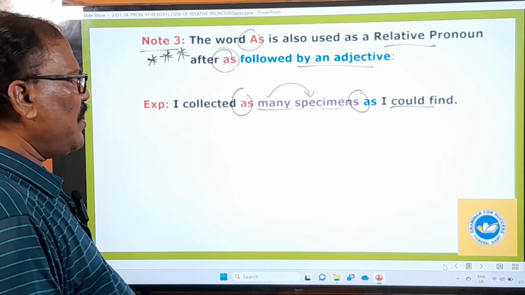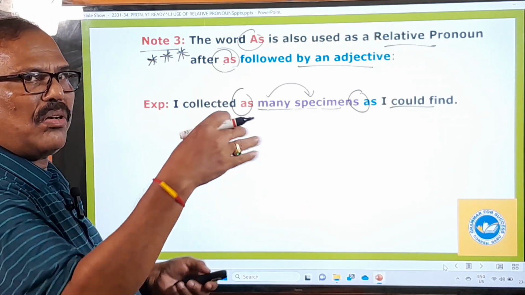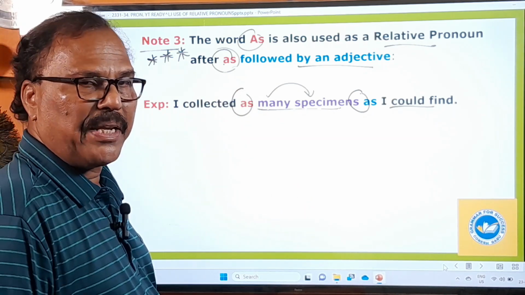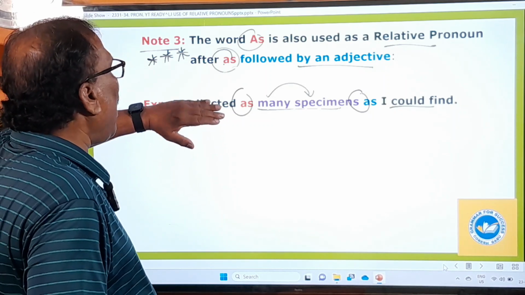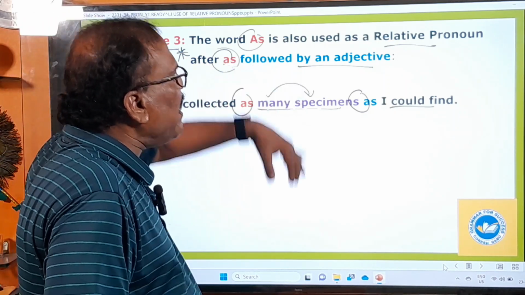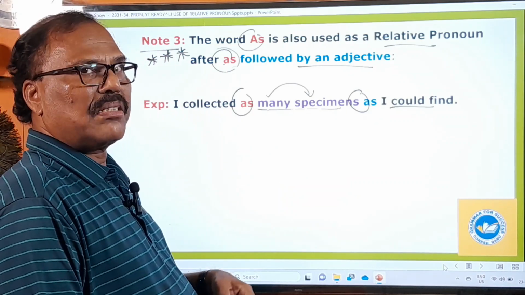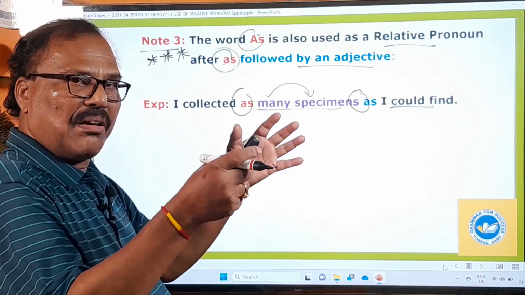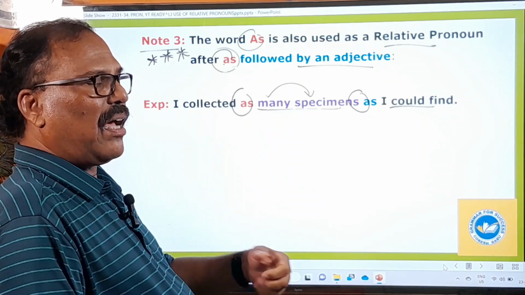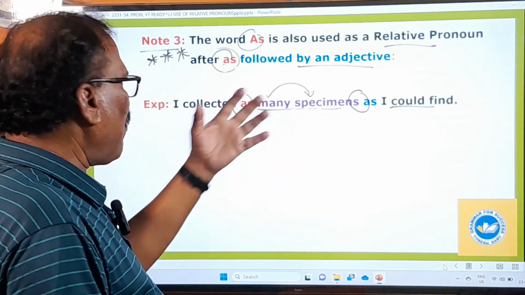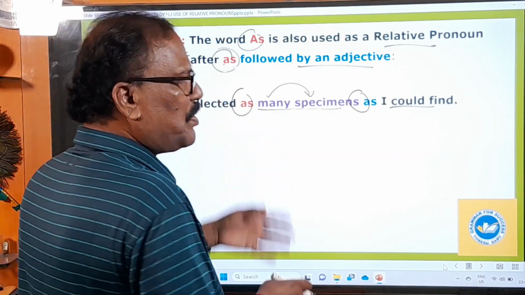The student is collecting all leaves, this and that, for his herbarium. So he says, I collected as many specimens as I could find. Whatever I came across, I collected as specimens.